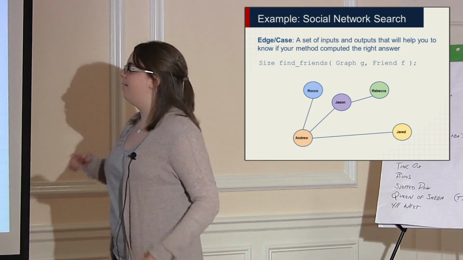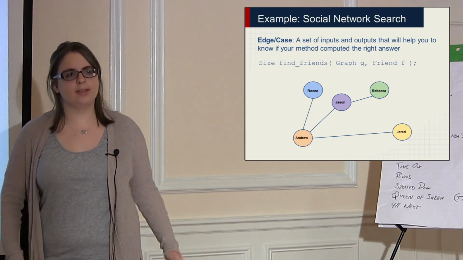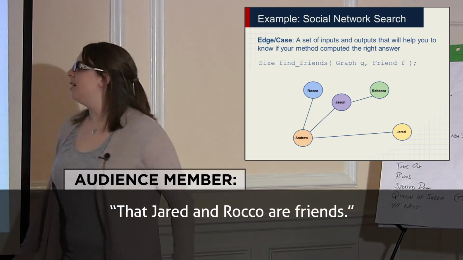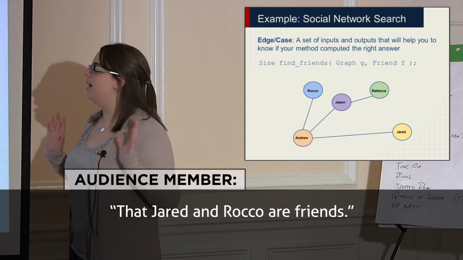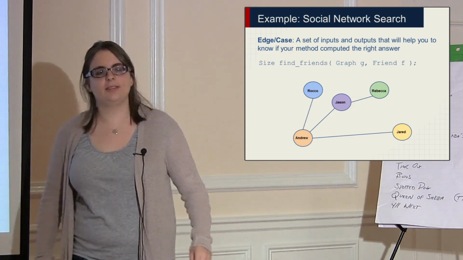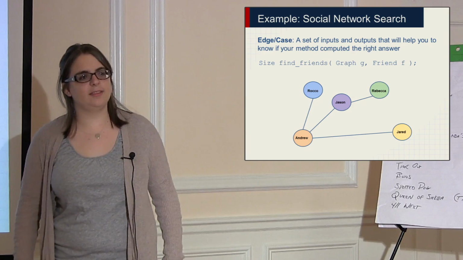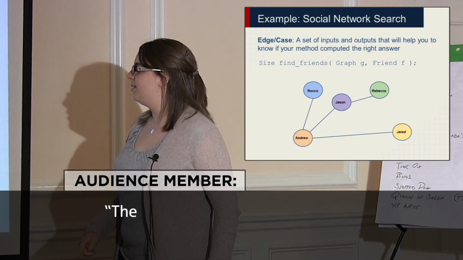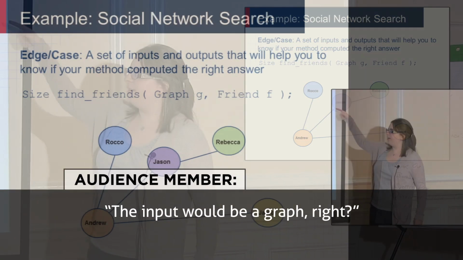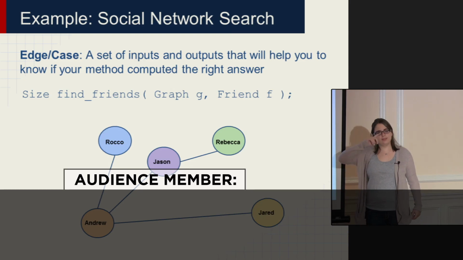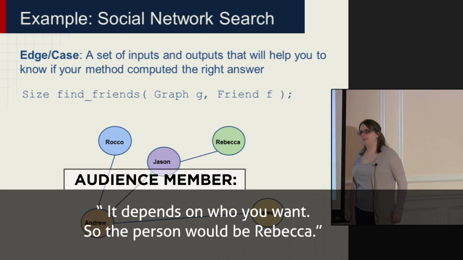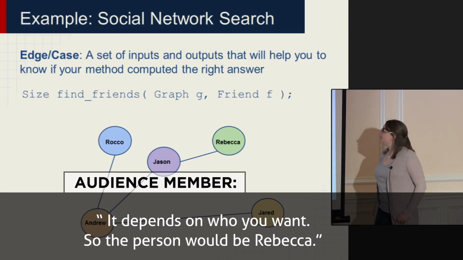Yeah. So I have one friend, that's good. What are some other cases? That's good too. Jerry and Rocco, my friends. Yep. But for this method, what would be the input and the output? Right, and then what would be the other argument? Like the person?